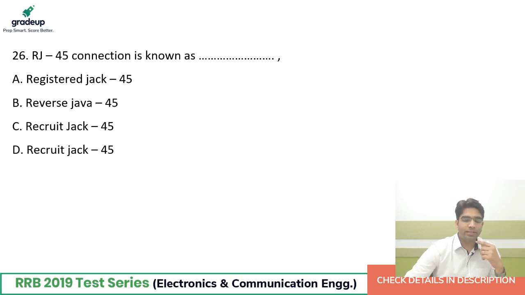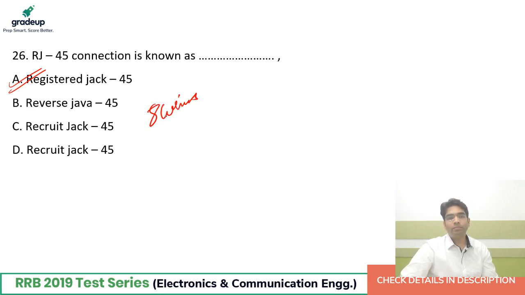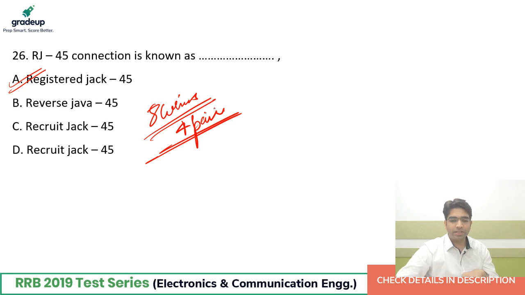RJ45 connector is also known as? What is the RJ45 connector? RJ name is given to registered jack 45. I already told you it has 8 wires which are in 4 pairs. It is registered jack 45. Good attempt.